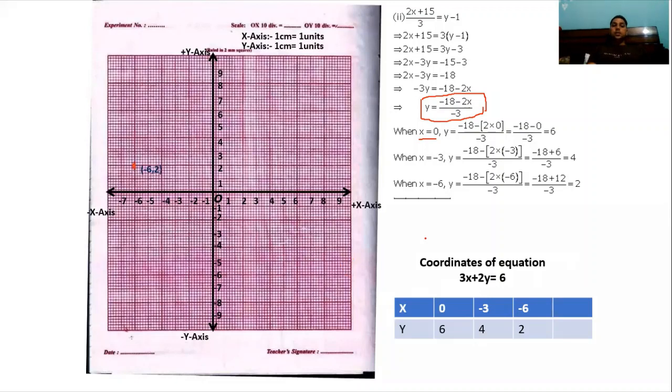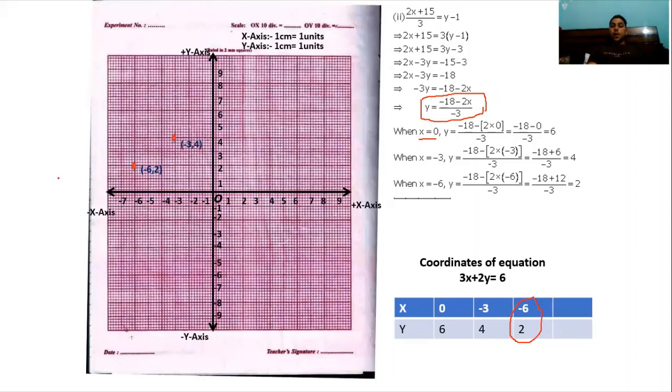So plotting this point, (-6, 2). So for -6, that means x is negative, so we'll proceed from the origin and move towards the negative direction of the x-axis. This will be your -6, and 2 is positive, so we'll proceed in the upper direction. So this will be the required location of your point (-6, 2).